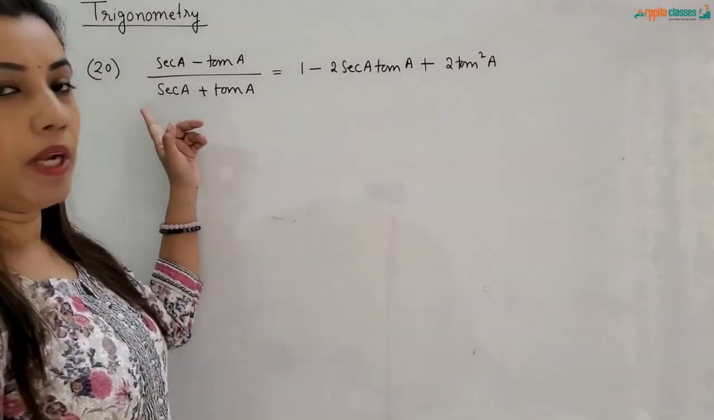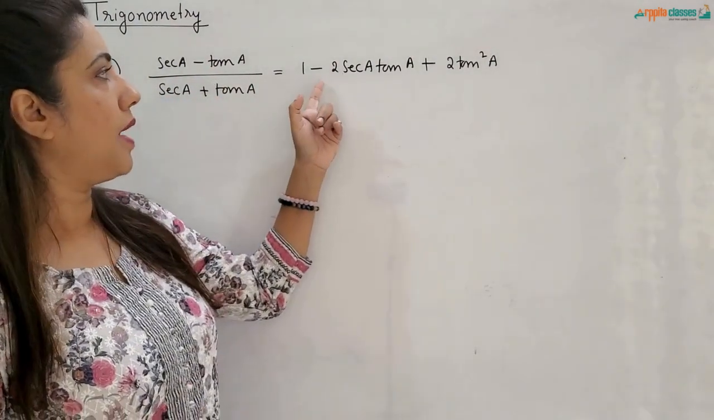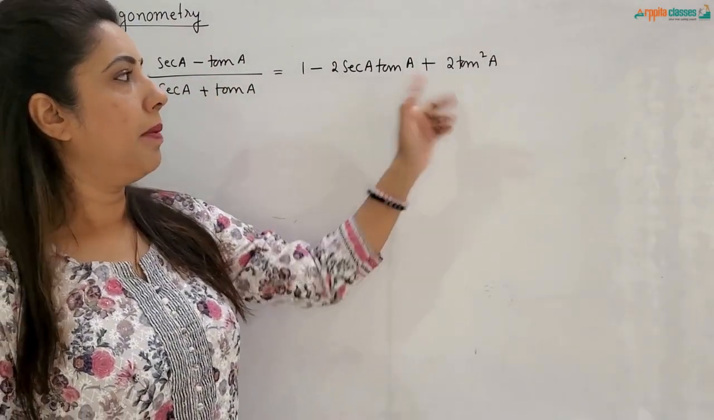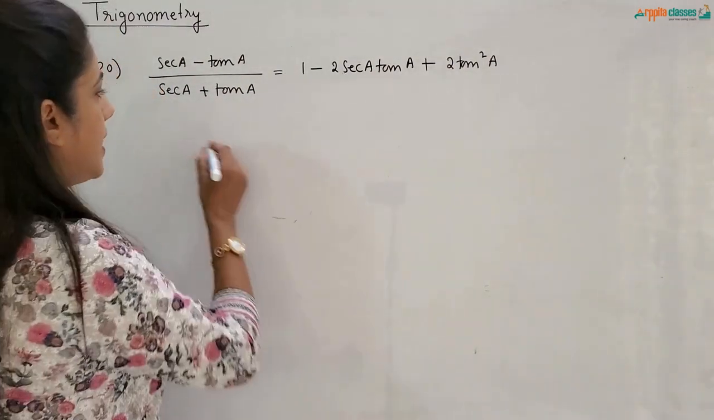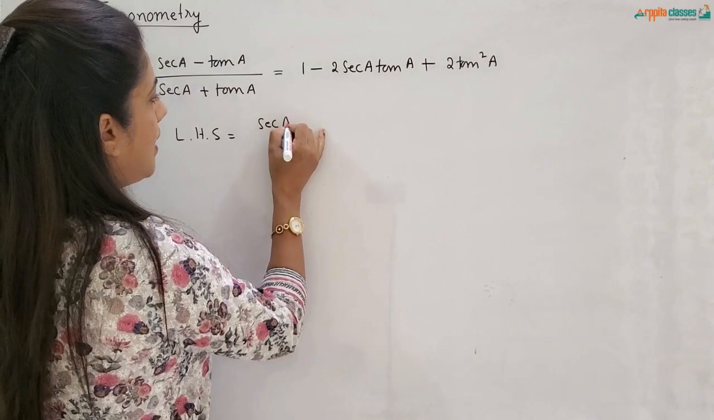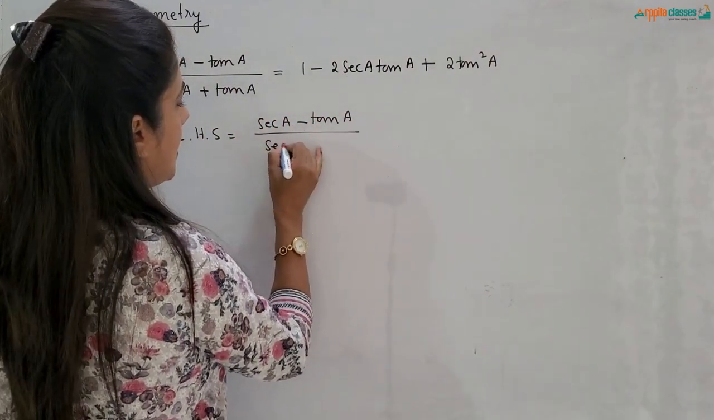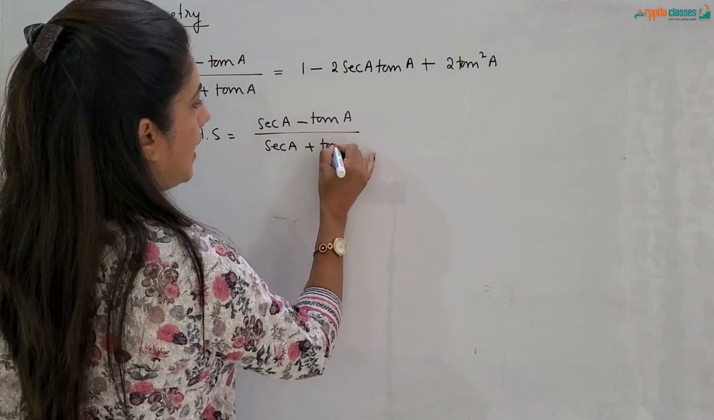The question number 20, sec a minus tan a upon sec a plus tan a equal to 1 minus 2 sec a tan a plus 2 tan square a. Let us take the left hand side. So it is sec A minus tan A upon sec A plus tan A.